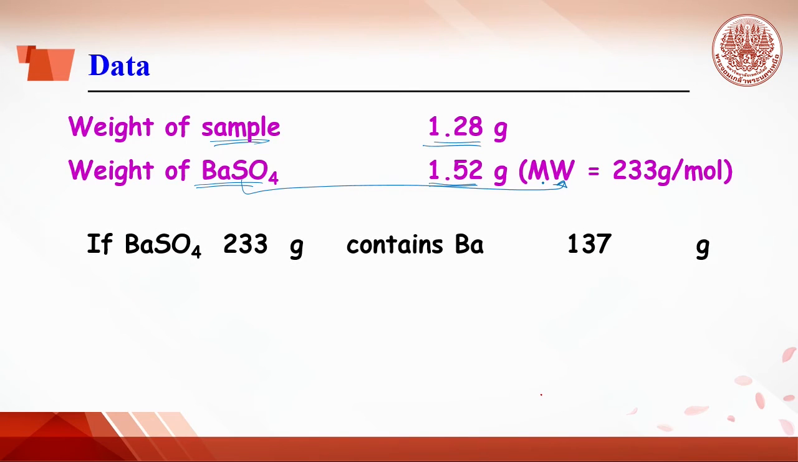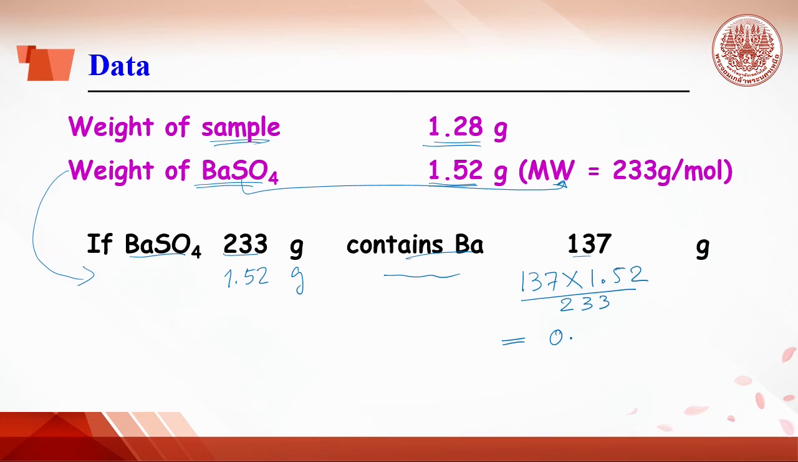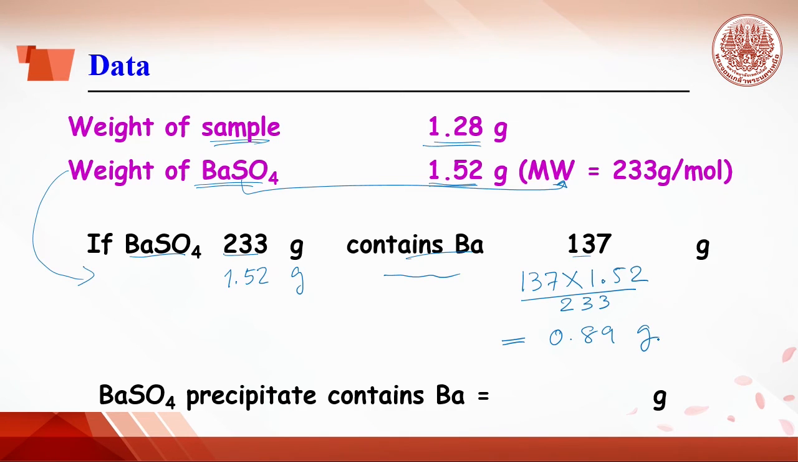relationship between barium sulfate and barium. So barium sulfate with a molecular weight of 233 grams contains barium of 137 grams. But we have barium sulfate of only 1.52 grams, so the barium can be calculated as 137 times 1.52 divided by 233. It is equal to 0.89 grams. The barium sulfate after precipitation contains barium of about 0.89 grams.